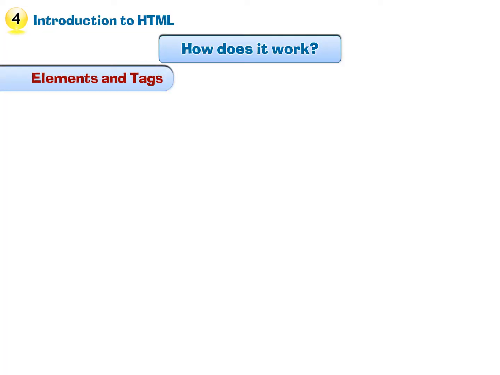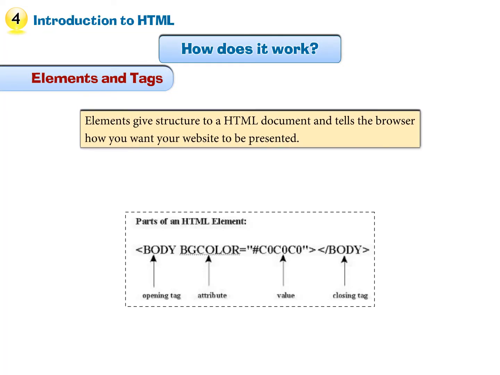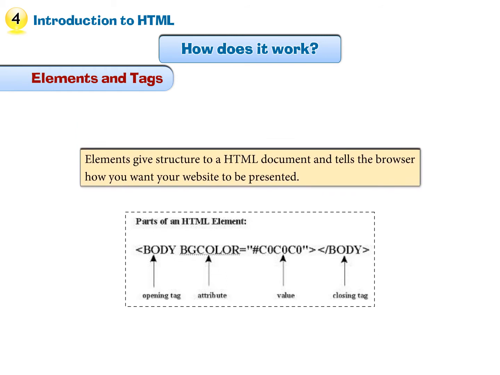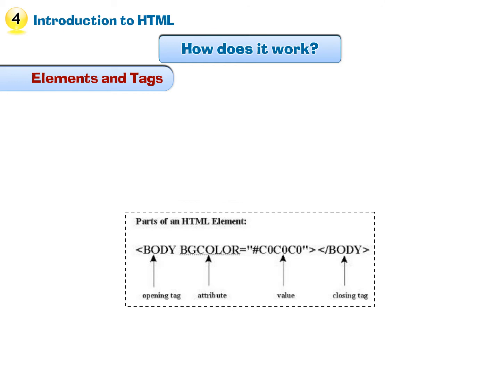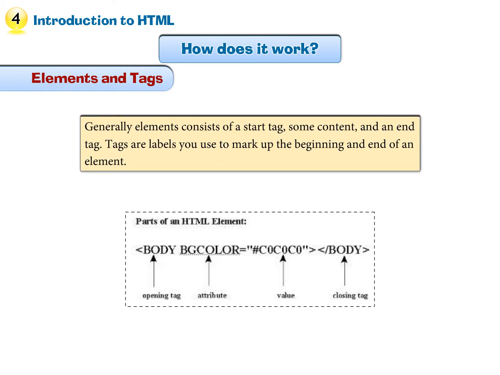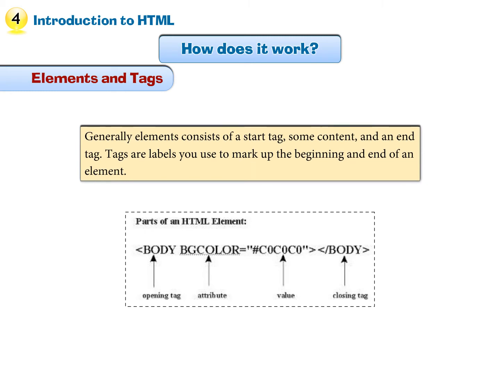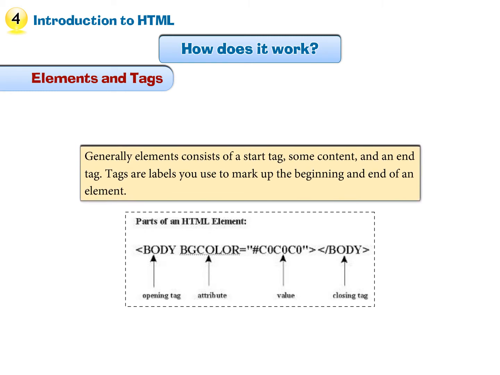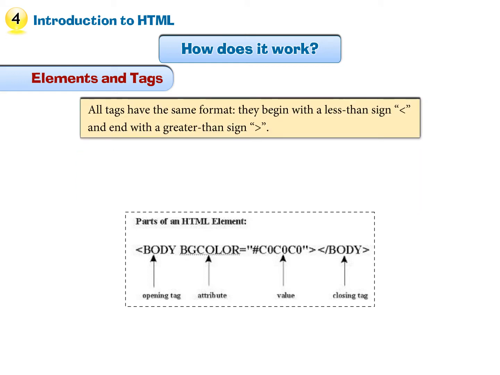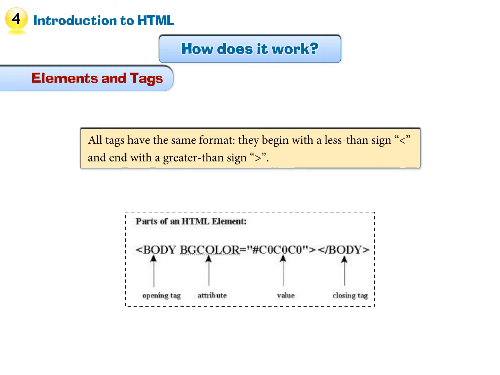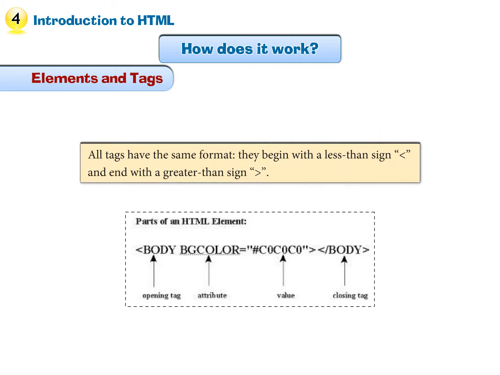Elements and tags. Elements give structure to an HTML document and tell the browser how you want your website to be presented. Generally, elements consist of a start tag, some content, and an end tag. Tags are labels you use to mark up the beginning and end of an element. All tags have the same format. They begin with a less than sign and end with a greater than sign.